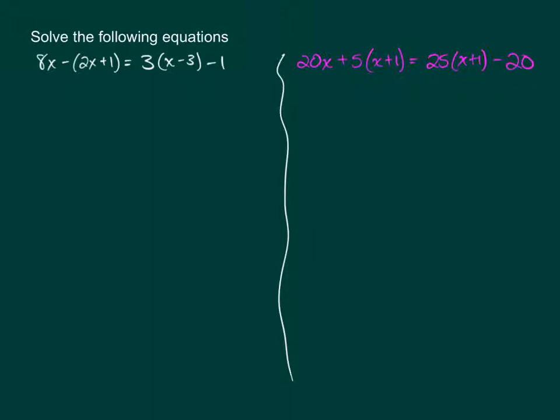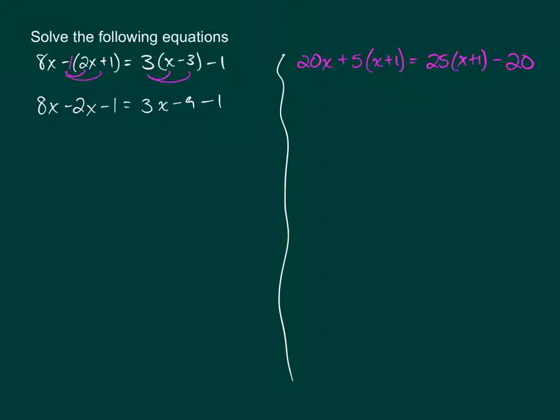You may notice that there are a couple sets of parentheses in this exercise. So what we will do is determine what is in front of each set of parentheses. Here it's a -1. So I'm going to distribute a -1 to each term here and get 8x minus 2x minus 1. On the right side of this equation, there's a 3 that I'm going to multiply to the x and the -3 inside. That will leave me with 3x minus 9 minus 1.